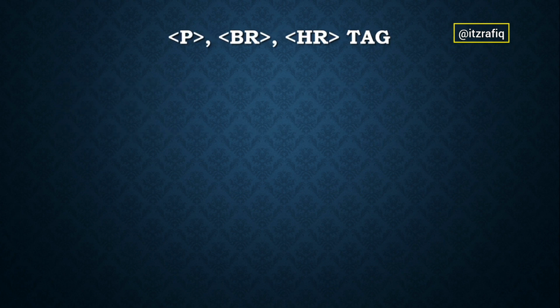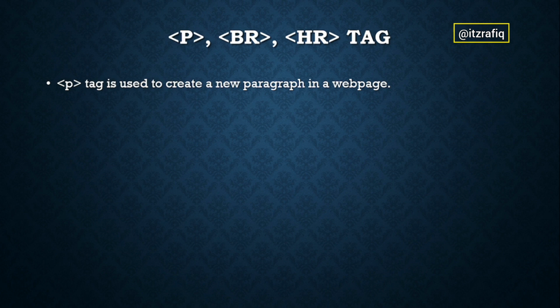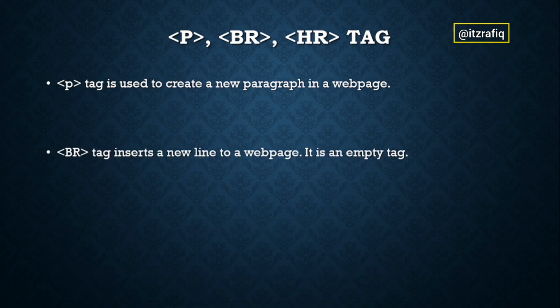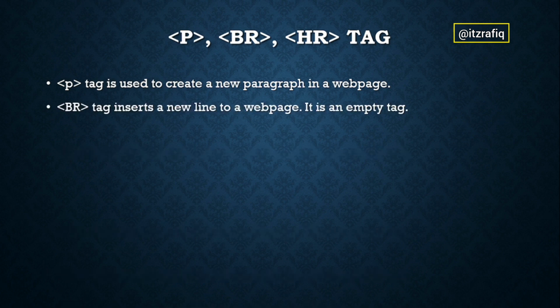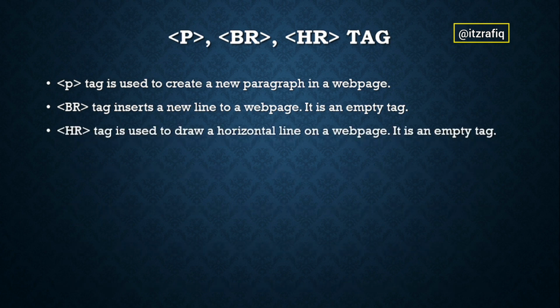Now P, BR and HR tags. Here the P tag we use to create a new paragraph, and it has one attribute, that is align, and it is a container tag. BR, it inserts a new line into the web page, and it is an empty tag. HR, it draws a horizontal line on the web page, and it is an empty tag.